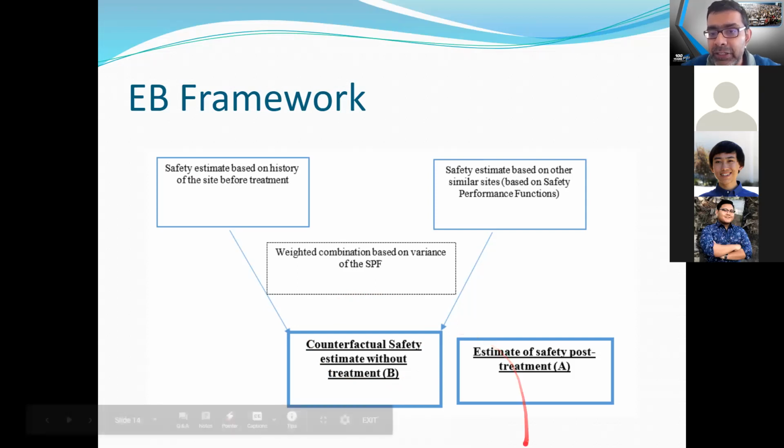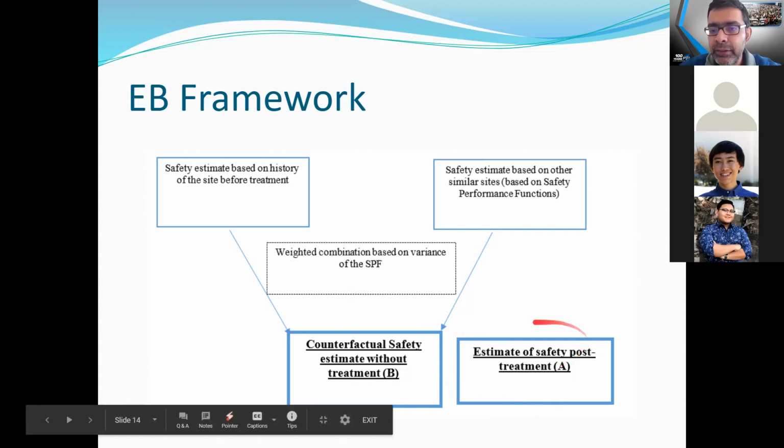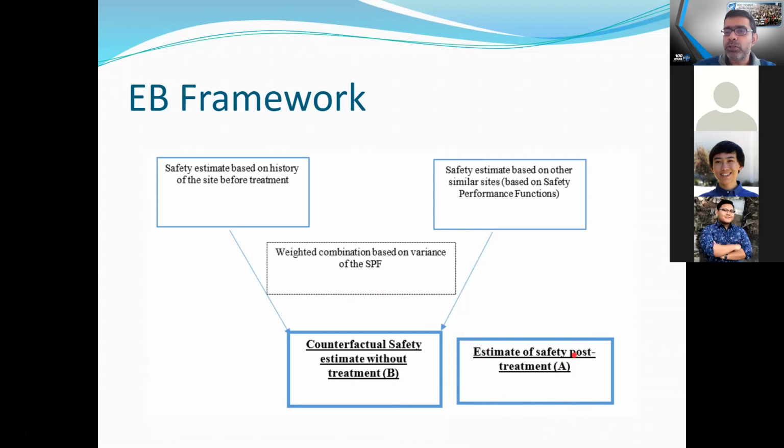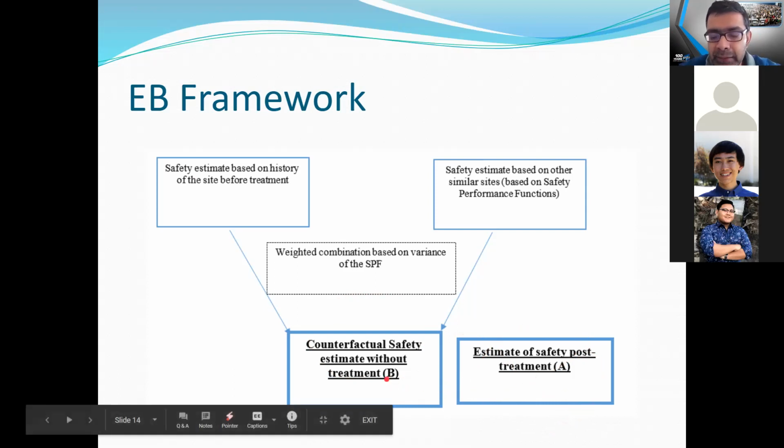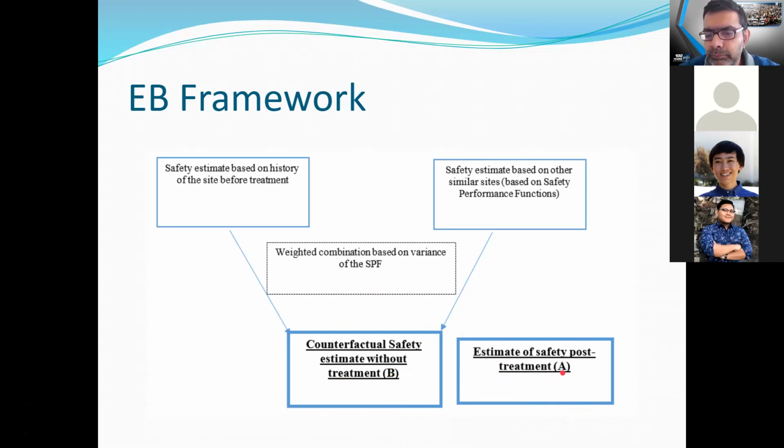And then you can compare it to once you apply the intervention, and then you observe 1 year, 2 years, 3 years' worth of crash history in the post-treatment period. Then you can compare B with A. B is your counterfactual. A is the actual safety of what really happened on the site after your intervention. And then you can use B and A to estimate the actual safety improvement because of your intervention.